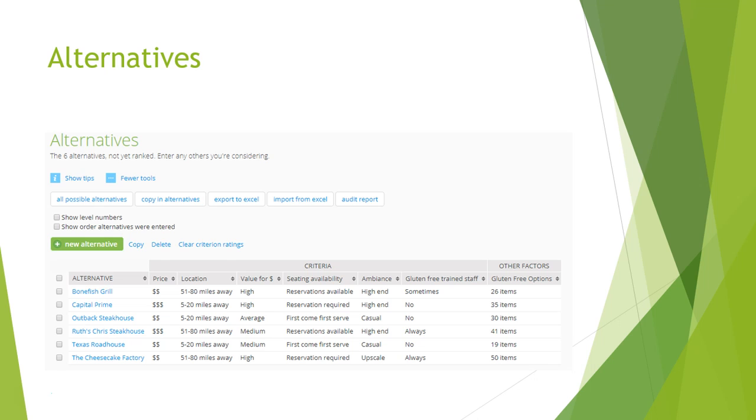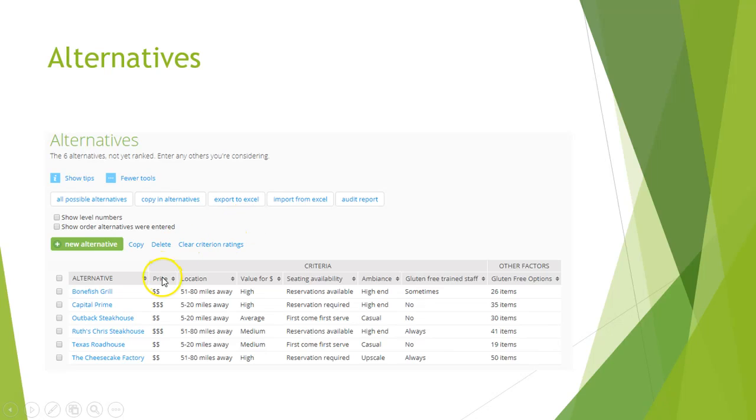Next, we have the alternatives. All the alternatives that I talked about at the beginning of the presentation are Bonefish Grill, Capital Prime, Outback Steakhouse, Ruth's Chris Steakhouse, Texas Roadhouse, and the Cheesecake Factory. So I went through and I added all of these alternatives and I made sure to rank all of them based on price, location, value for money, seating availability, ambiance, gluten-free trained staff, and then I also added another factor, which was gluten-free options.